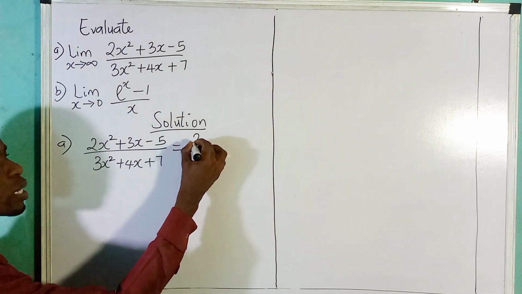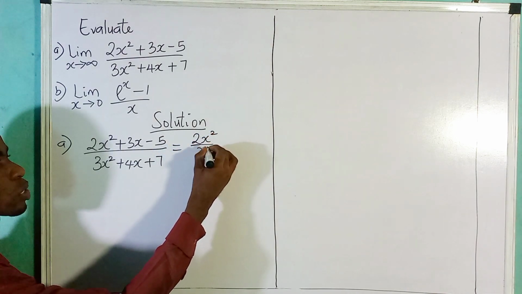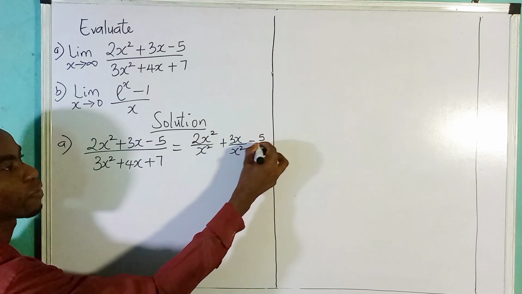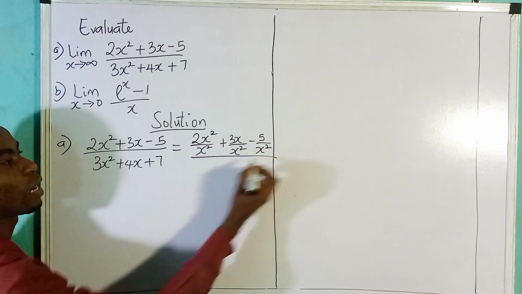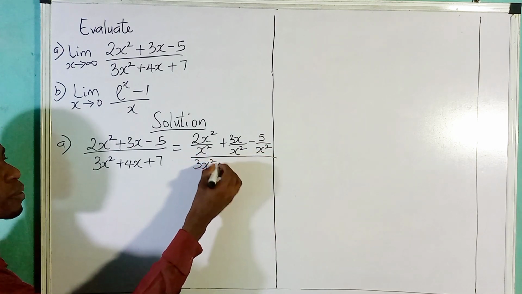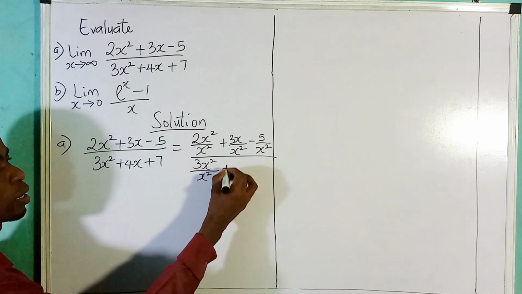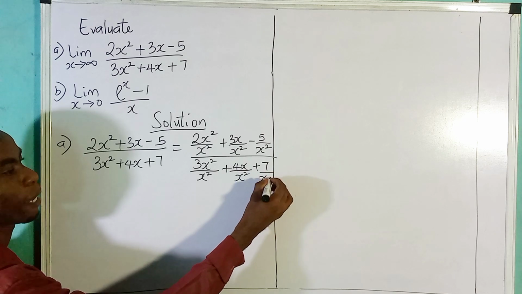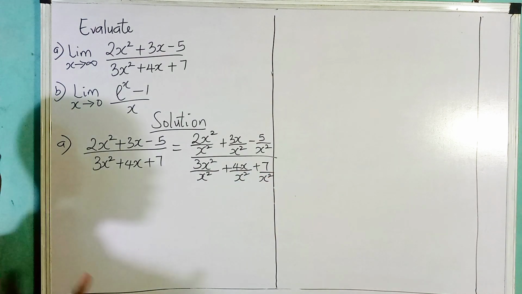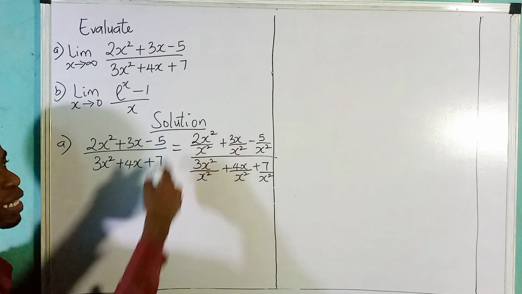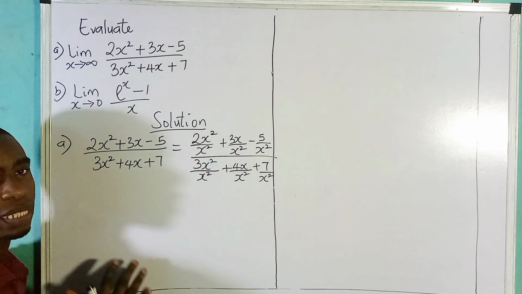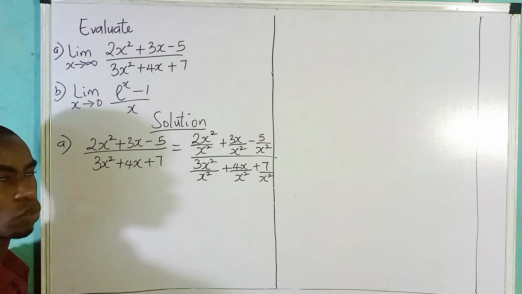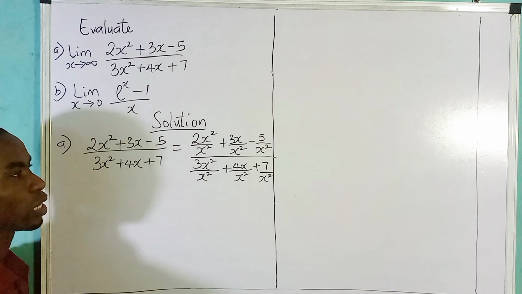So we'll be having 2x squared divided by x squared plus 3x divided by x squared minus 5 divided by x squared. Everything is also divided by 3x squared divided by x squared, plus 4x divided by x squared, plus 7 divided by x squared. The purpose of this is so that I will have at least one of them without a variable, without x or x squared, and that particular one will be left alone.